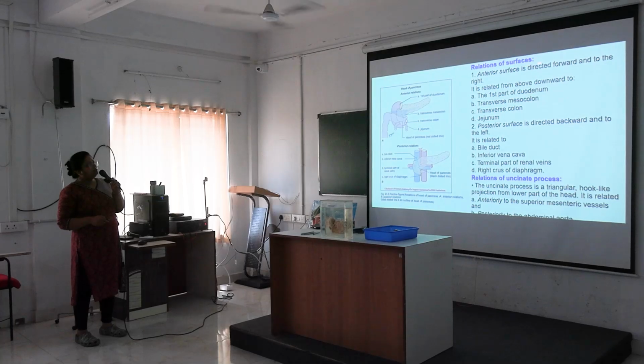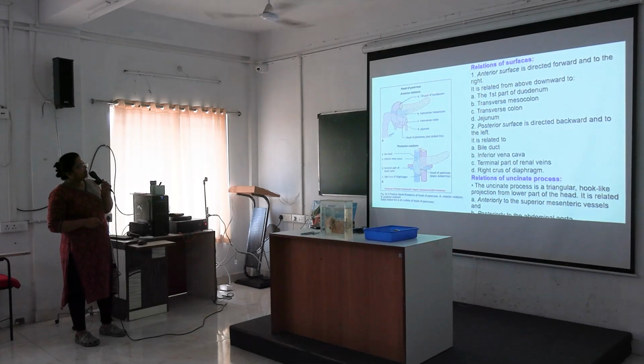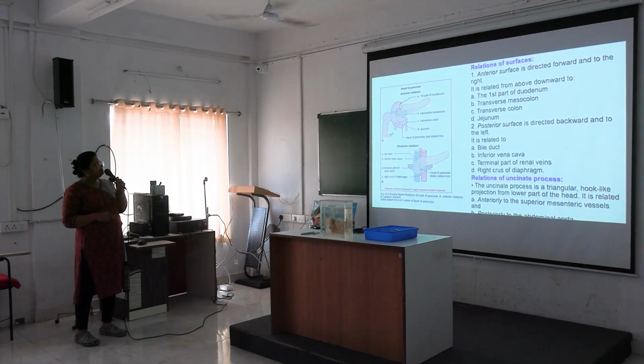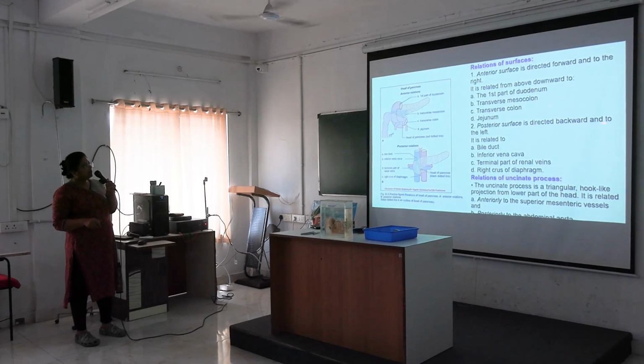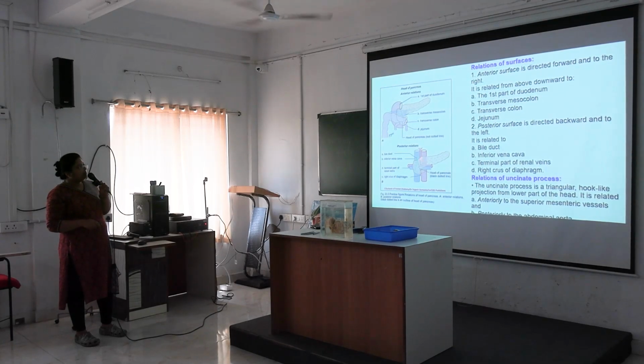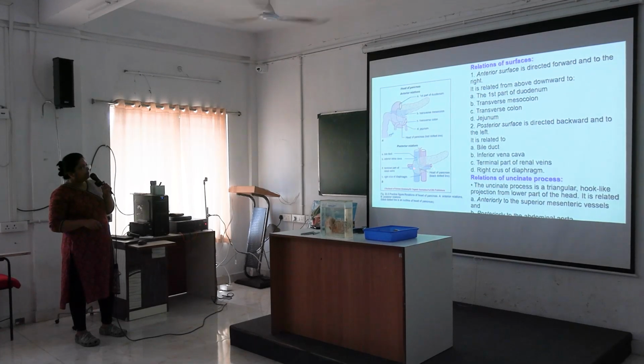The anterior surface is directed forward and to the right, and it is related from above downward to the first part of the duodenum, the transverse mesocolon (the blue structure), transverse colon, and jejunum. The posterior surface is directed backward and to the left, related to the bile duct, inferior vena cava, terminal part of the renal veins, and the right crus of the diaphragm. Okay, this is the right crus shown here.